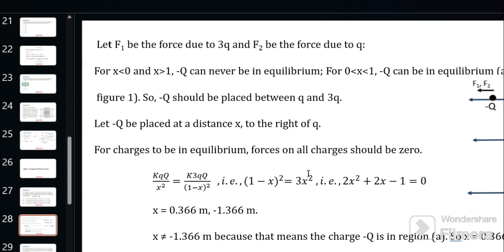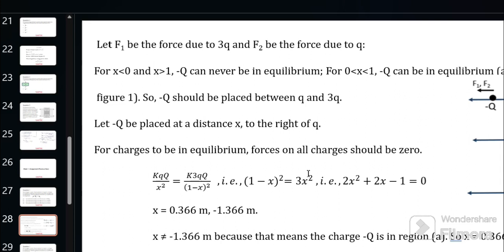Basically, we just equate the two forces using Coulomb's equation. So we use Coulomb's equation, k q into q over x square.